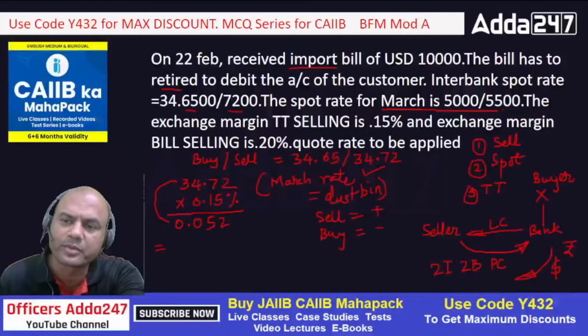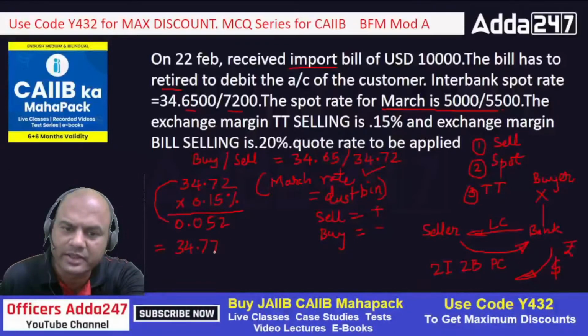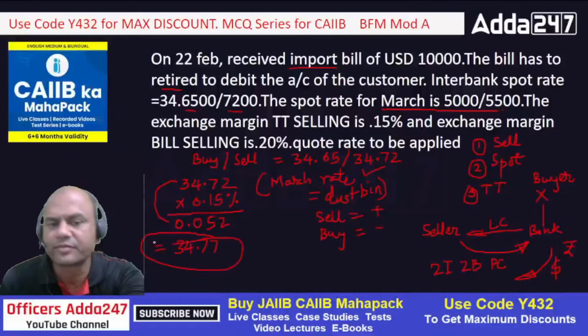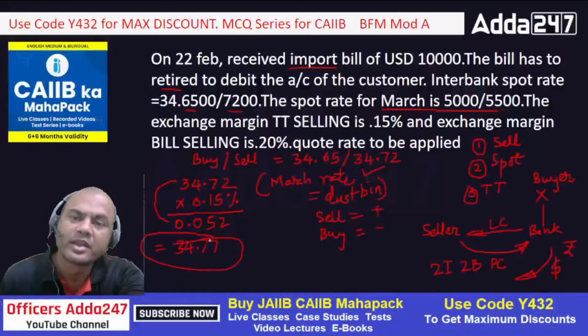Let me see the answer from your side first. Correct. Very good. 34.77. This is your final answer. Got it, everyone? This is your final answer, 34.77. So what rate should be applied? 34.77 is the rate to be applied.